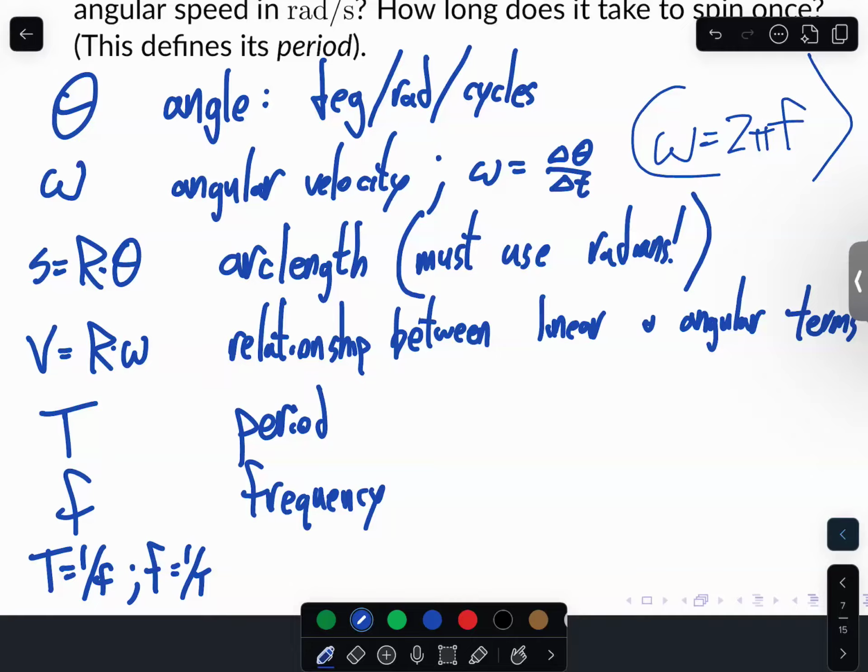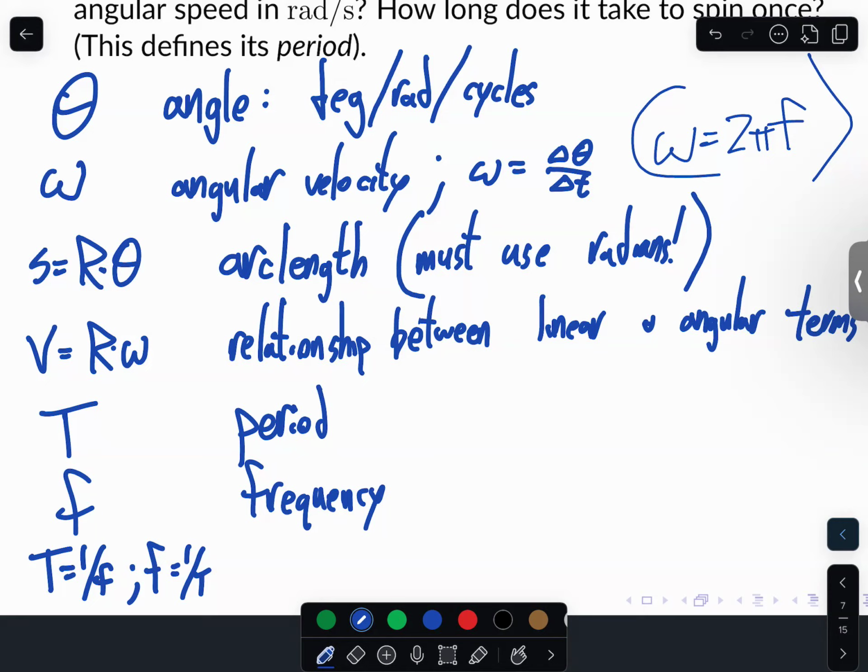In the equation S equals R theta, theta divided by time is omega. Yes, that's the meaning of omega. Angle per time. Theta divided by time is the meaning of omega. So S equals R theta becomes V equals R omega.